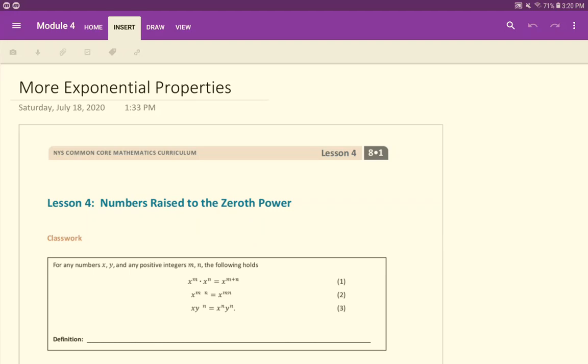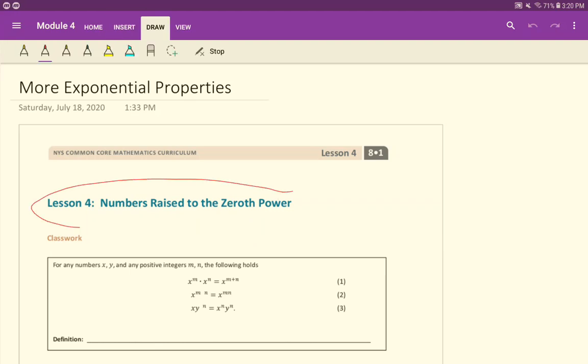Welcome. Today we are going to examine the meaning of a number raised to the 0th power.